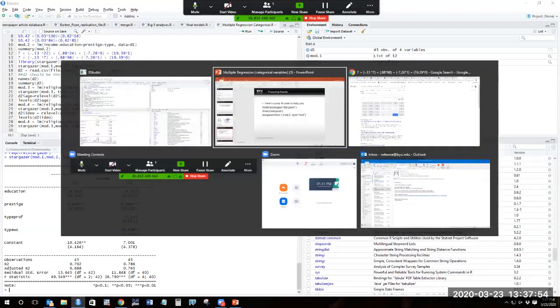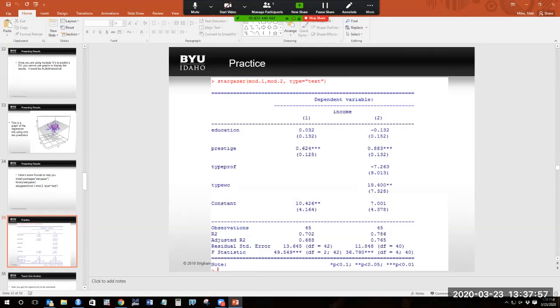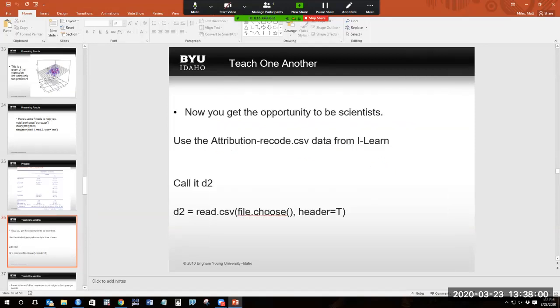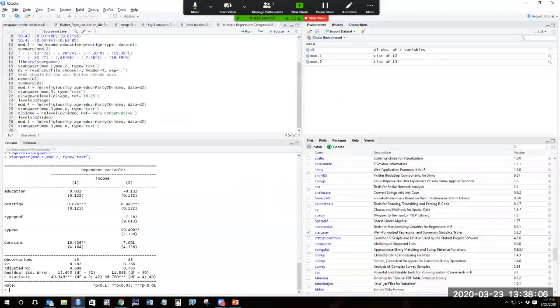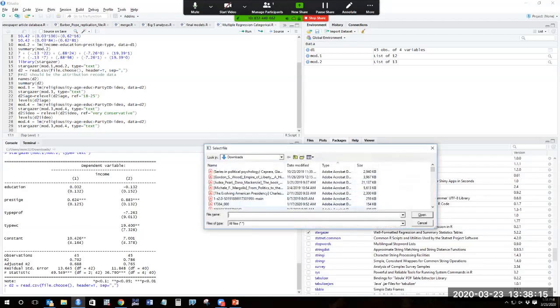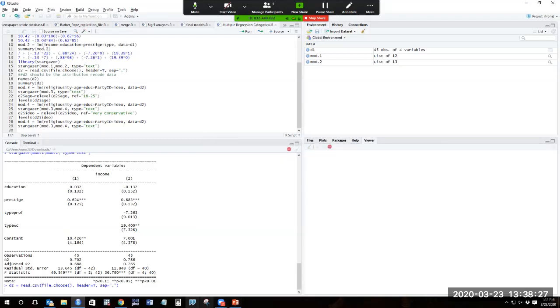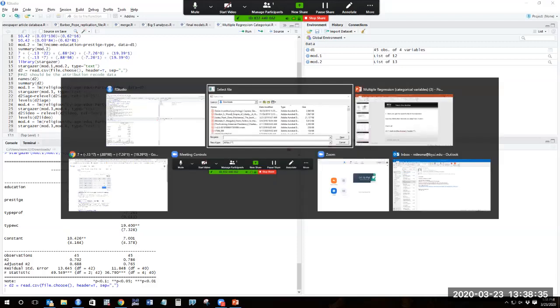But we'll let you practice right now, because practice makes perfect. So now I want you to use that attribution recode data set. We're going to call it D2. So I'll read that in. On mine, it's line 16. And then I'm just going to look for attribution. Oh, where did it go? All right, I'm going to cancel that because I lost it somehow. What did I do? Oh, there it is.